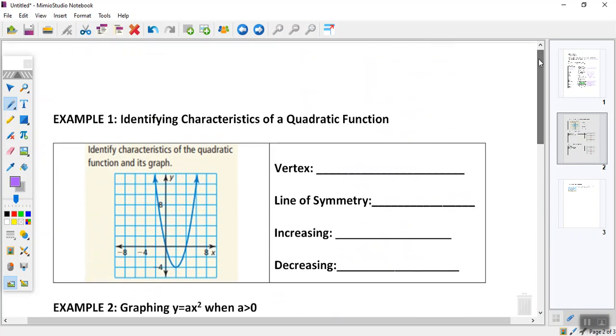All right, here's what we're really after today, kids. They're going to start talking about identifying characteristics of parabolas. Now again, a parabola is what shape, kids? Parabola's going to be what kind of a shape, really? A U shape.